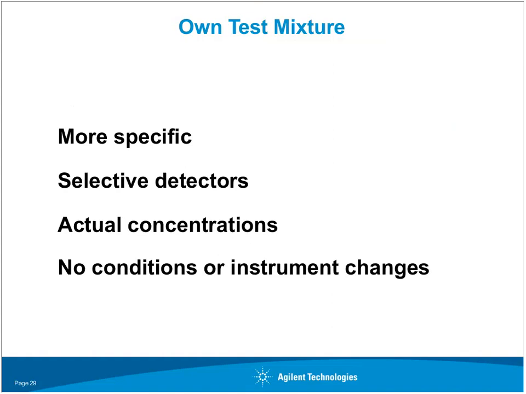The other thing I would recommend to you, when you get a new column, is to use your own test mix. It's going to be more specific. You might be using a selective detector that we don't use. Most GC columns are checked out on a flame ionization detector. The other thing you're going to see about using your own mix is that it will reflect your actual concentrations, and there are no conditions or instrument changes. So you're familiar with this test mix. It's always a good idea to run that on a new column.